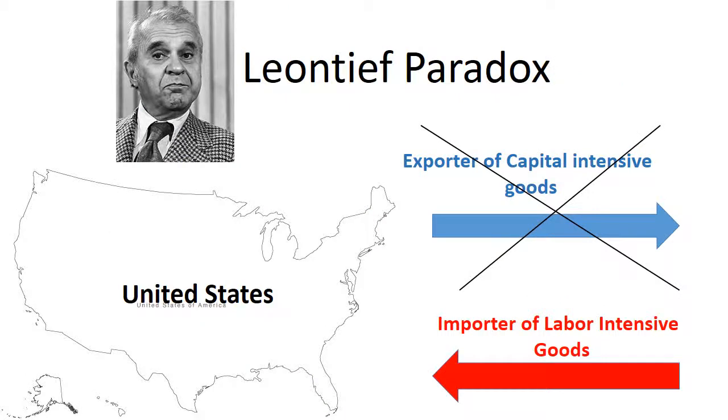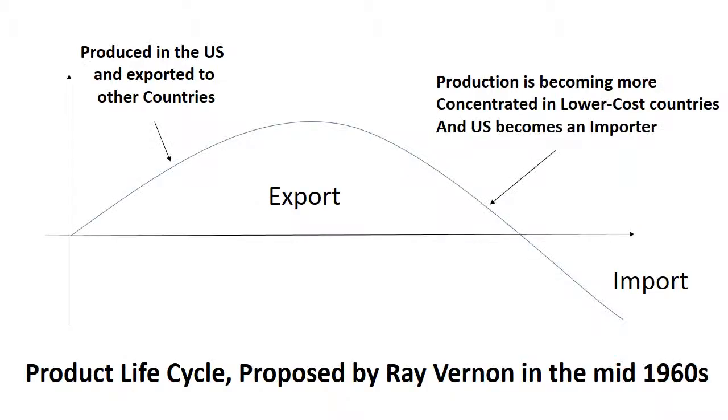In 1953, Leontief predicted that since the US is abundant in capital, this country would be an exporter of capital-intensive goods and an importer of labor-intensive goods. But after this study, the result was not the same as the prediction. So it became known as the Leontief paradox.